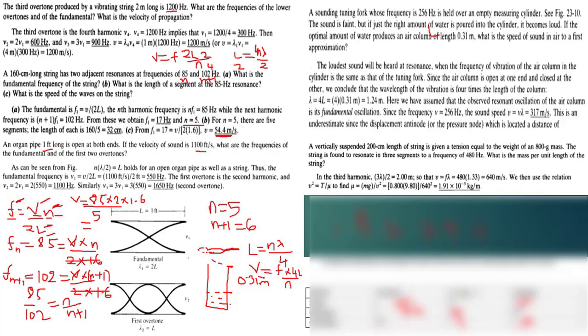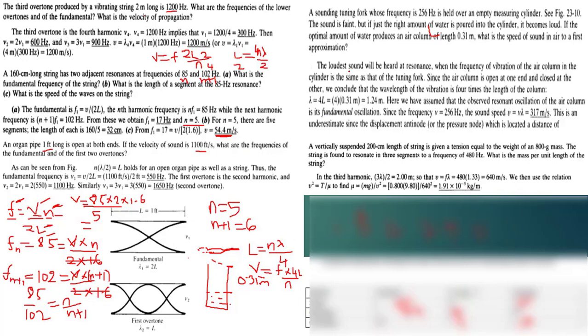So you take the frequency 256, times the length, which is 0.31, divided by n, which is of course 1, so you get the velocity is around 317.44 meters per second. Okay, so that's how we do it.